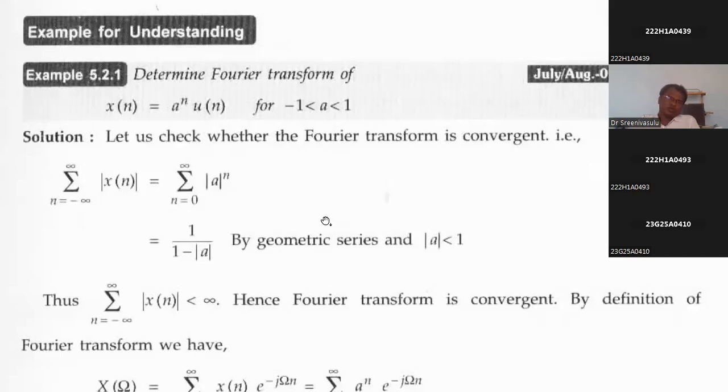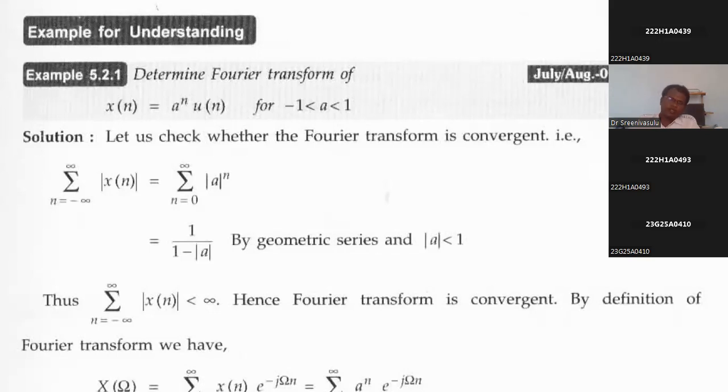Now you know the harmonic series formula, summation n equal to 0 to infinity, a power n is 1 by 1 minus a. Here we take the magnitude of a. We know the a value is varying between -1 to +1, so the magnitude must be less than 1, it is not equal to 1. So definitely we are going to get some finite value. So the given sequence is absolutely summable.